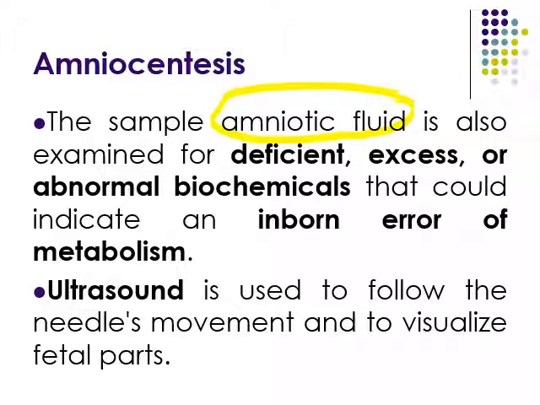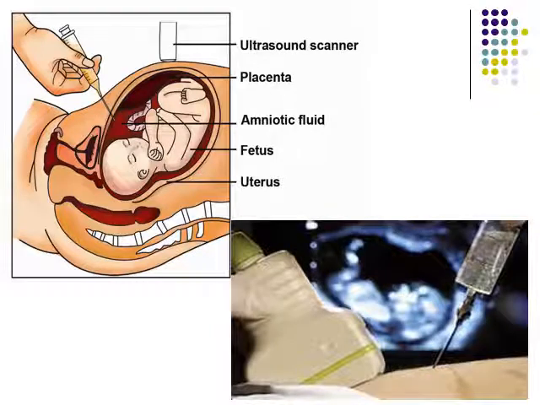Before we discuss it, a print 2 about the amniotic fluid. So it is examined for deficient, excess, or abnormal biochemicals that could indicate an inborn error of metabolism. Then ultrasound is used to follow the needle's movement and to visualize the fetus. So that's the amniocentesis, they are using a syringe to get the amniotic fluid surrounding the baby. And they use an ultrasound scanner as their guide.